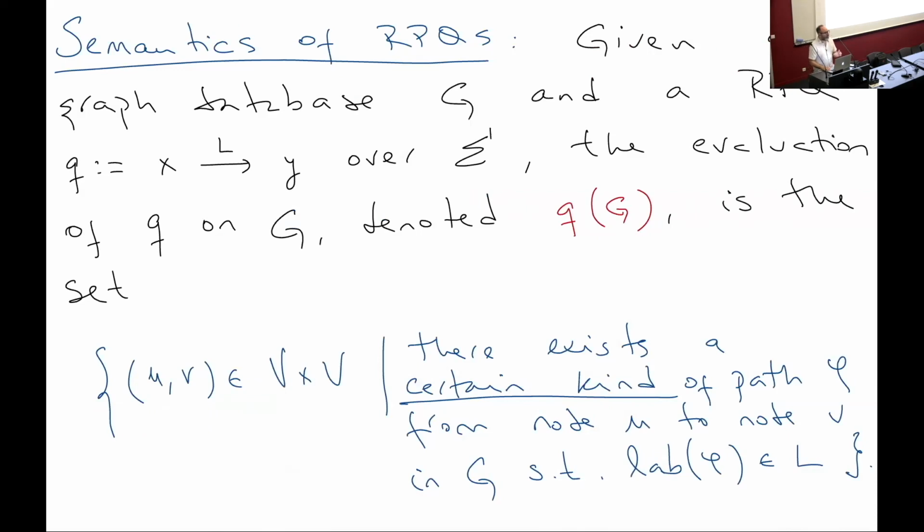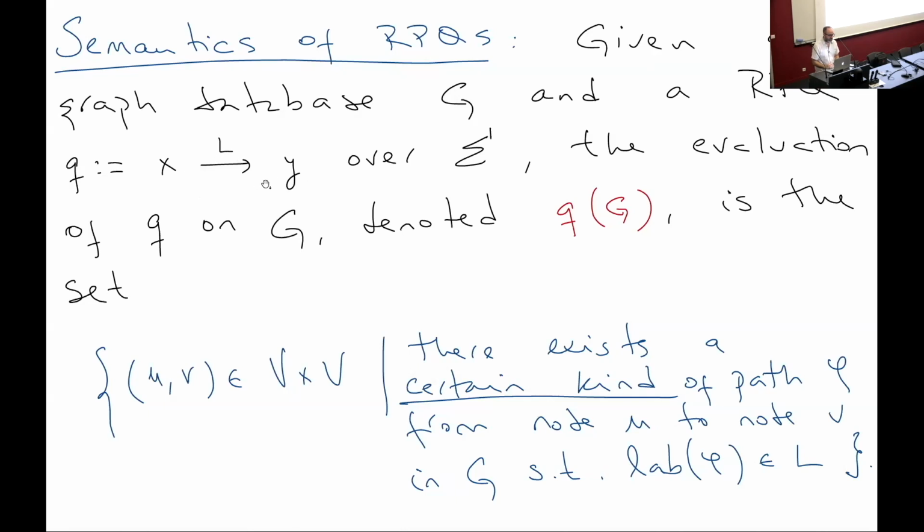So what is the semantics of regular path queries? We are given a graph database and a regular path query Q of this form over sigma. And the evaluation of Q on the graph database, which we will denote by Q of G, is the set of all pairs of nodes U and V such that there exists a certain kind of path, and we will be putting special attention to which kind of path. There exists a certain kind of path rho from node U to node V in G such that the label of this path satisfies this regular expression L.